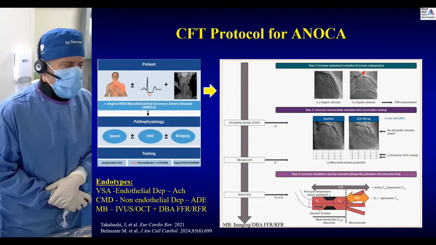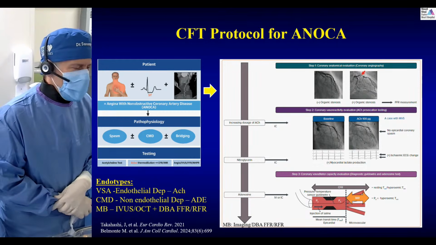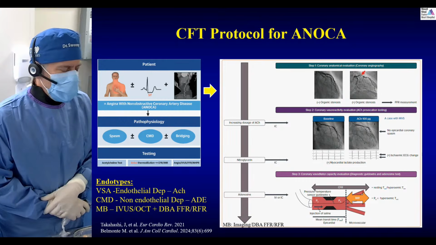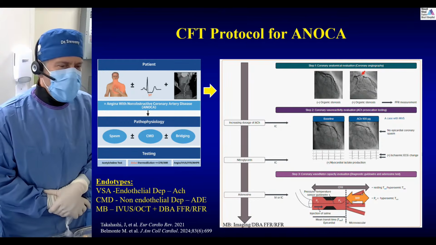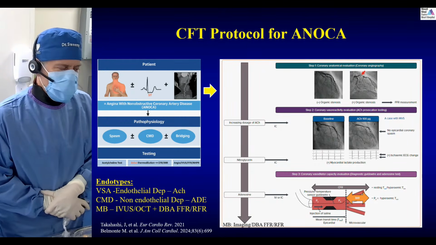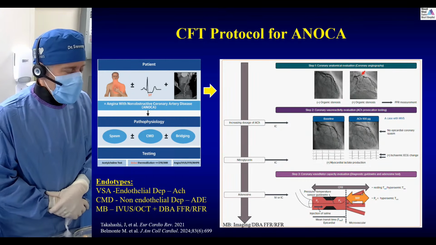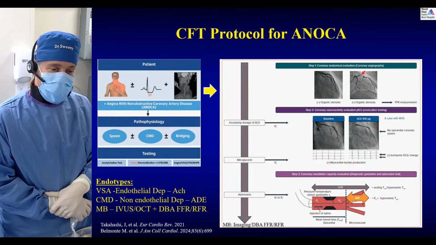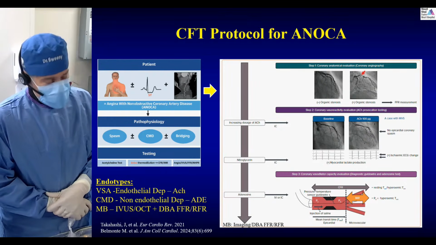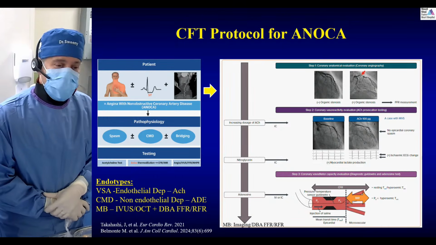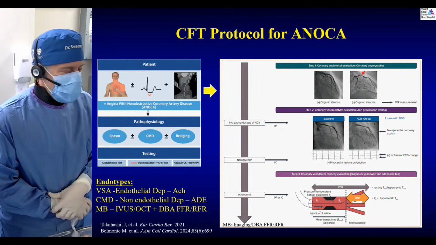So what is our protocol for coronary function testing? Well, we have a patient with chest pain, maybe some EKG changes, some abnormal non-invasive study, but normal coronaries. We want to undergo coronary function testing to help identify an endotype. Those endotypes include vasospastic angina, which we refer to as the endothelial dependent endotype. We want to test to see if they have coronary microvascular dysfunction, which is a non-endothelial dependent endotype. And then more recently, we're starting to test more and more for myocardial bridging, which is also part of an endotype, and we do that through imaging and dobutamine and FFR.